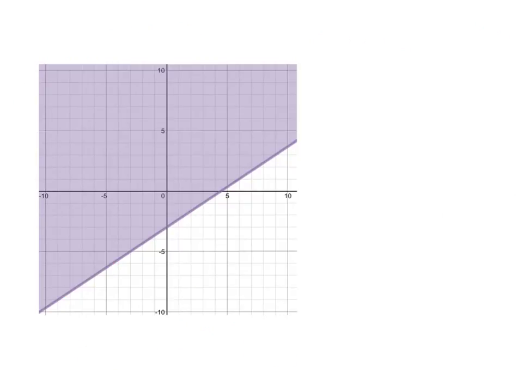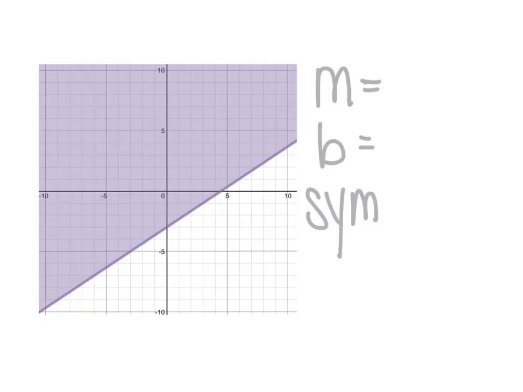If we wanted to find the equation of this line, we would need several things to figure that out. One of the first things we're going to need is our slope. We're also going to need our y-intercept, and then we're going to need to figure out what our symbol is going to be, whether it's a less than or greater than, less than or equal to, or greater than or equal to. So m, our slope, we need 2 points. Let's go ahead and find our y-intercept first. So my y-intercept is where the graph crosses the y-axis, which would be right here, at the point -3.